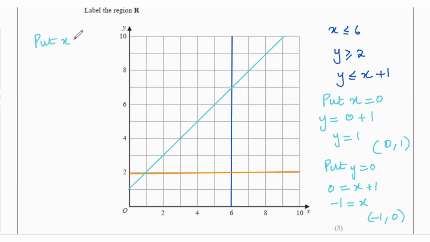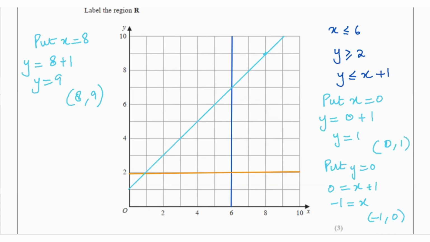If we put x equals 8, let's say, so that's y equals 8 plus 1, and that's 9. So that means (8, 9) is our coordinate. If we check our line, this is x equals 8 and y equals 9. So this line is correct.